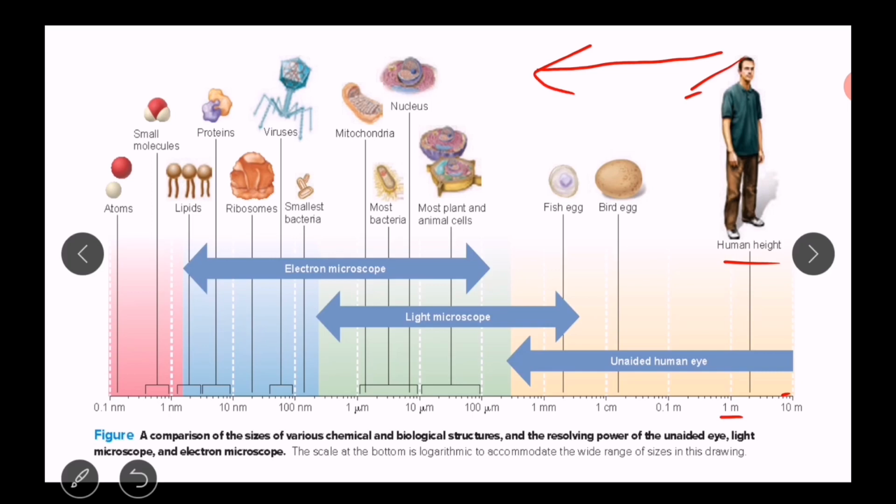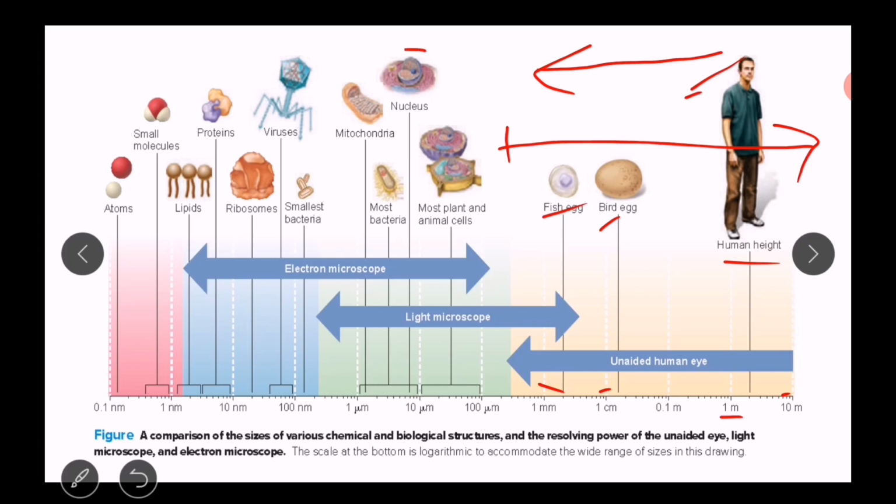Clear? Smaller. Now let's come to the smaller length, the centimeter and millimeter size. Here you see 1 millimeter and 1 centimeter. Between this range of length lies the fish egg and the bird egg. Clear? Now you see here, from here to here, we do not require any device to look at objects between this size range. That is the unaided human eye. We can see things with our unaided human eye.